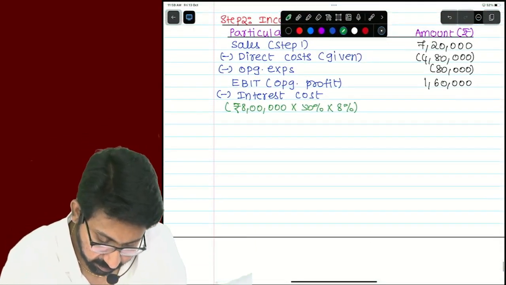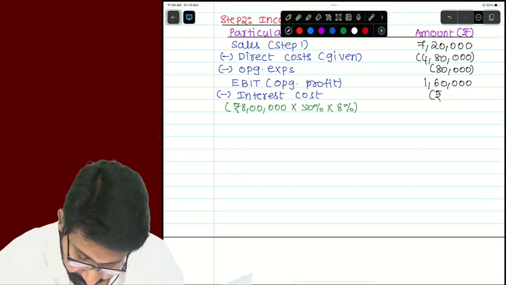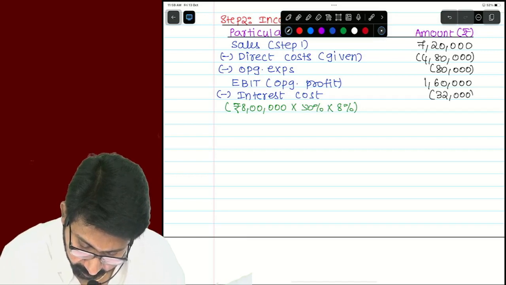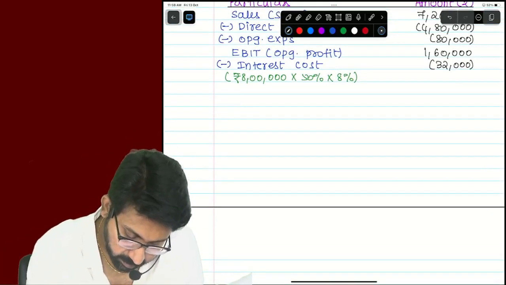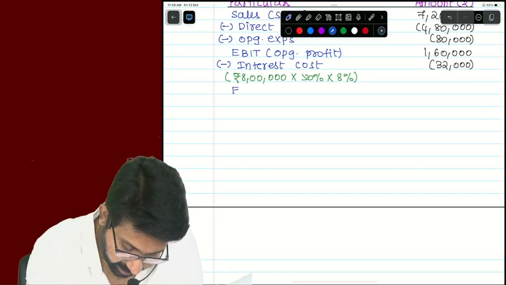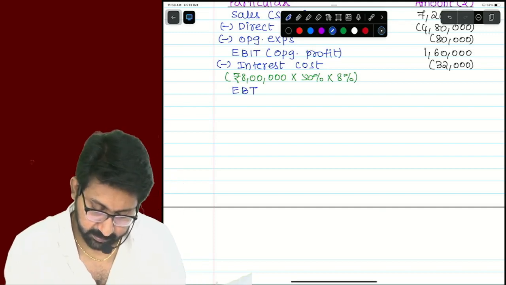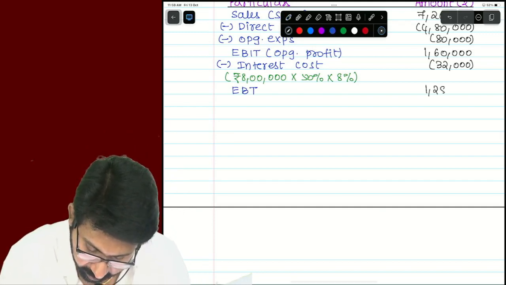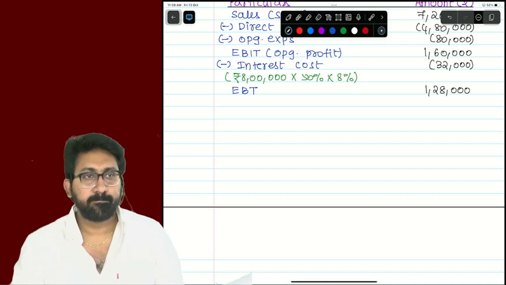Tell me the value. 32,000. Tell me the value. This is called as earnings before tax. How much? 1,28,000. Those who have to copy, please copy up to here.